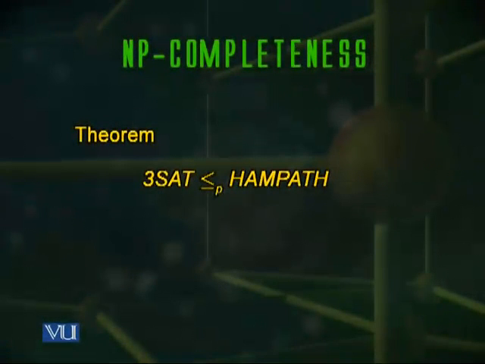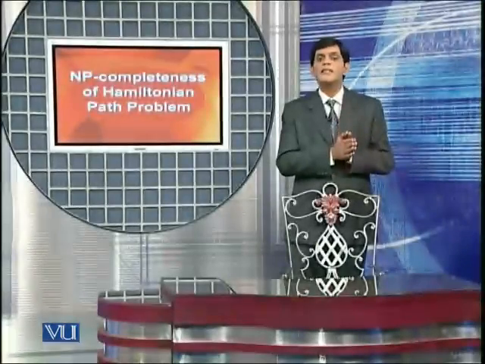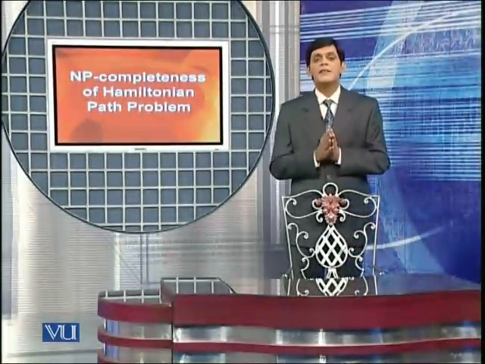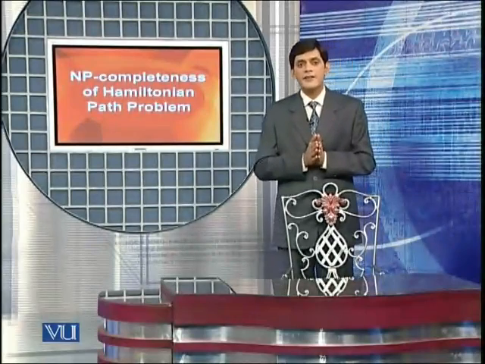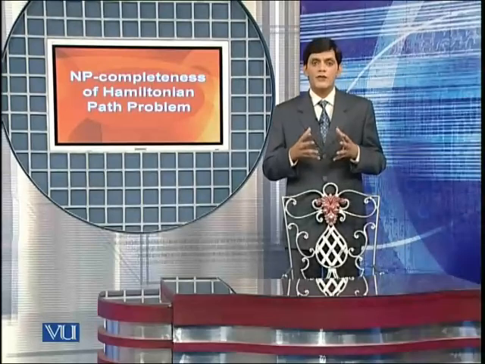The way we will show that the Hamiltonian path problem is NP-complete is by showing that 3-SAT is polynomial time reducible to the Hamiltonian path problem. Since 3-SAT itself is NP-complete, consequently the Hamiltonian path problem is also NP-complete. So what we will do is come up with the reducibility from the 3-SAT problem to the Hamiltonian path problem. And since we know that 3-SAT is NP-complete, that would show us that the Hamiltonian path problem is also NP-complete.